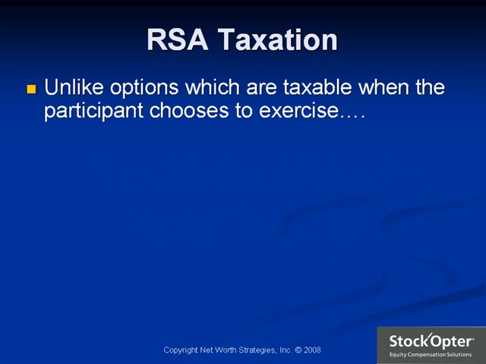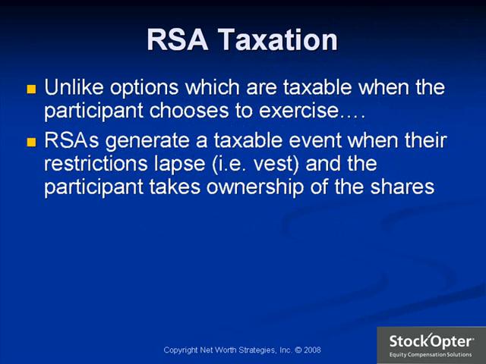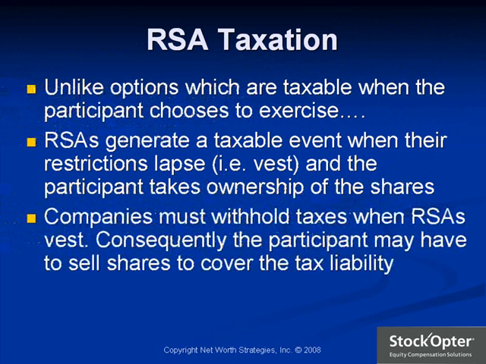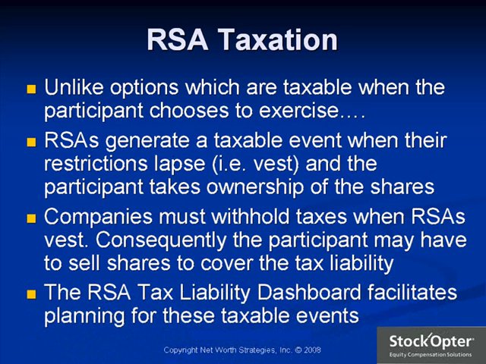Unlike options, which are taxable when the participant chooses to exercise, RSAs generate a taxable event when their restrictions lapse, that is, vest, and the participant takes ownership of the shares. Companies must withhold taxes when RSAs vest, and consequently, the participant may have to sell shares to cover the tax liability. The RSA Tax Liability Dashboard facilitates planning for these taxable events.